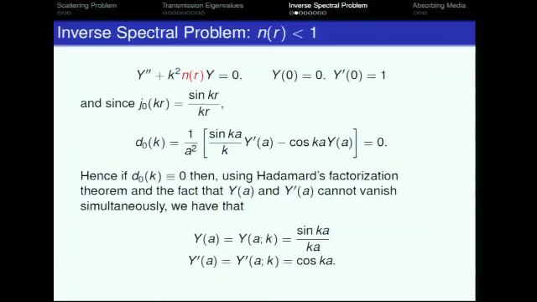Then if d0k is 0, then an argument that takes about half a page and is based on an argument involving entire functions, not obvious, you can show that y of a must be sine ka over ka, and y prime of a equals cosine ka. And hopefully, if I didn't make a mistake, that obviously works, but that's the only solution. Okay, so you can determine what y of a is and y prime of a.